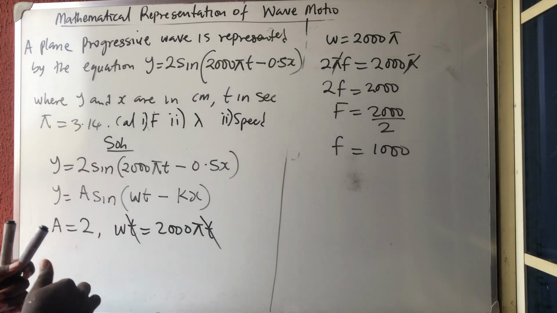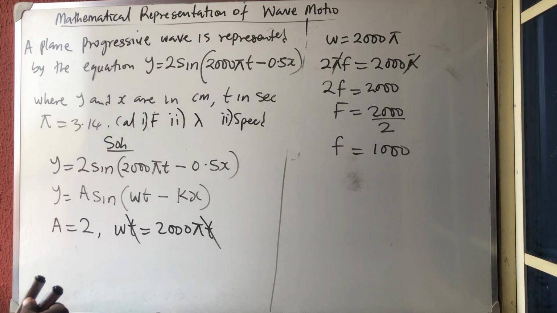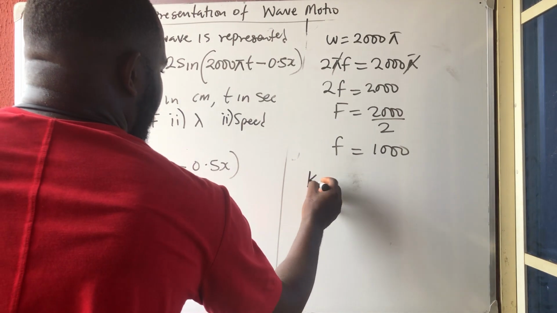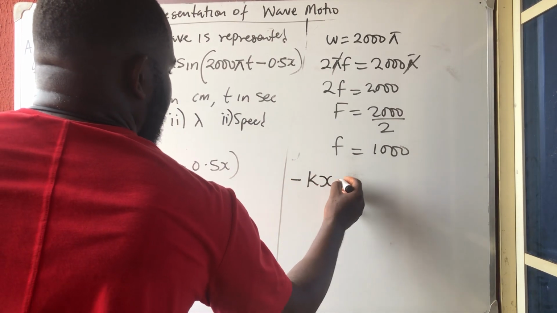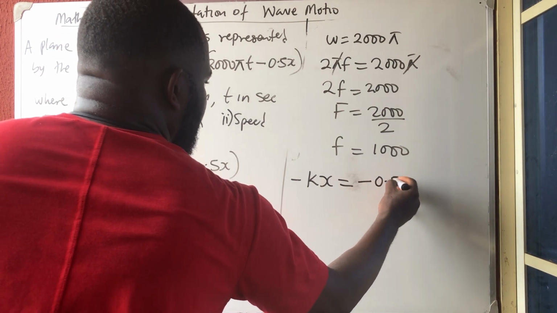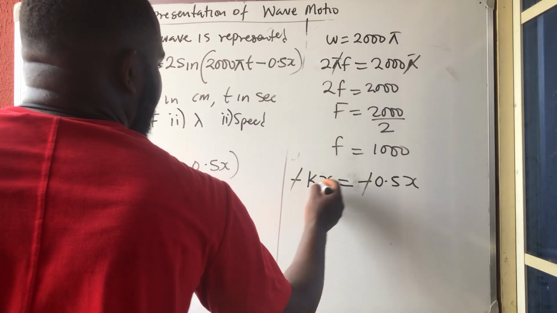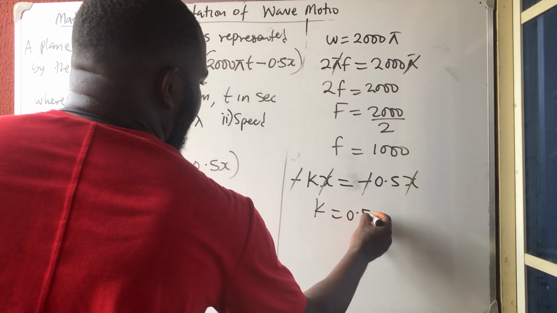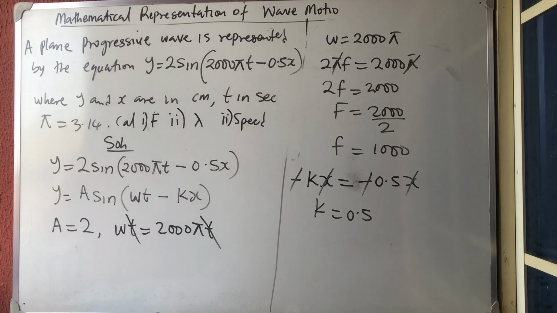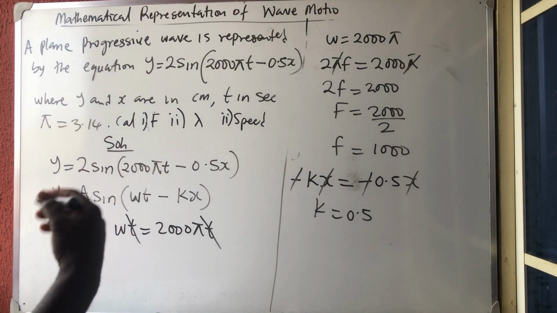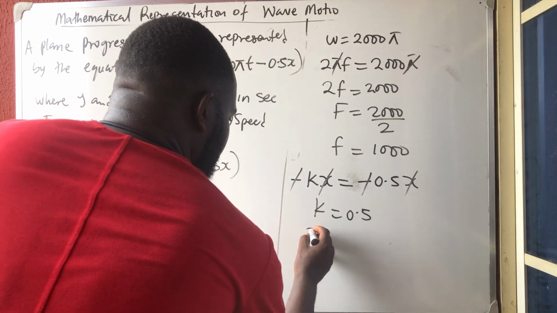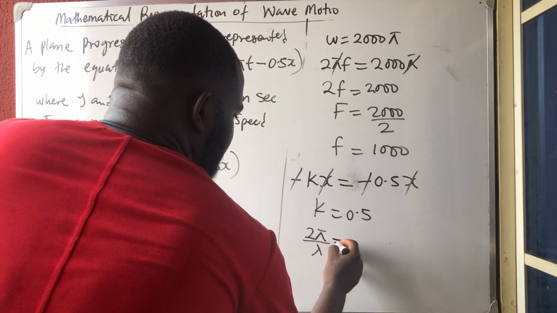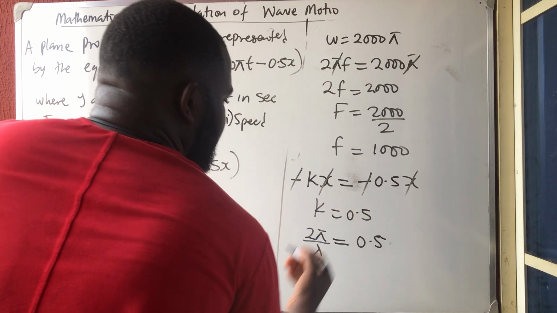Okay, so the next thing we need to get is the lambda. By comparison here, kx is equal to 0.5x, so minus takes care of minus, x takes care of x. So I'm having that my k is equal to 0.5. If k is equal to 0.5, then we know normally that k is 2 pi over lambda, which is equal to 0.5.